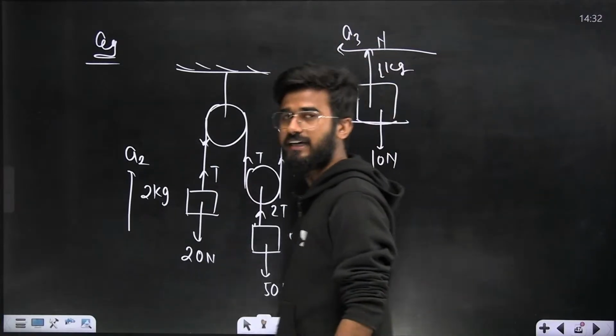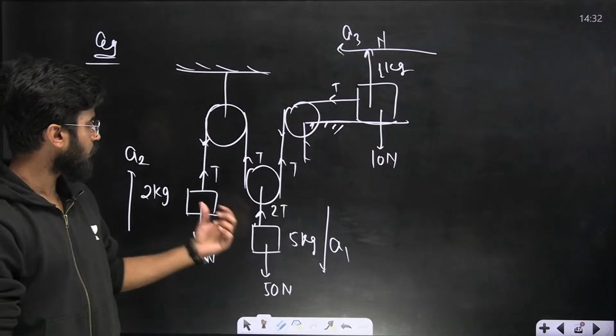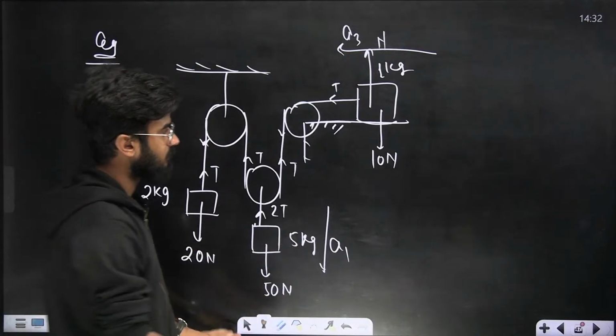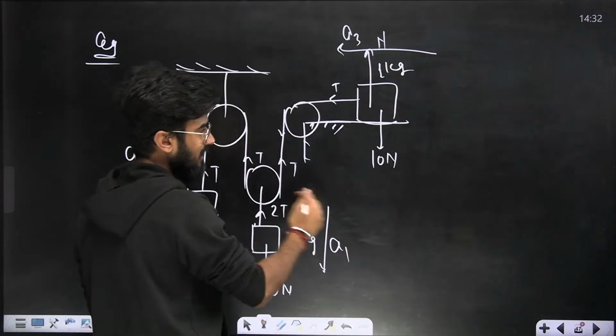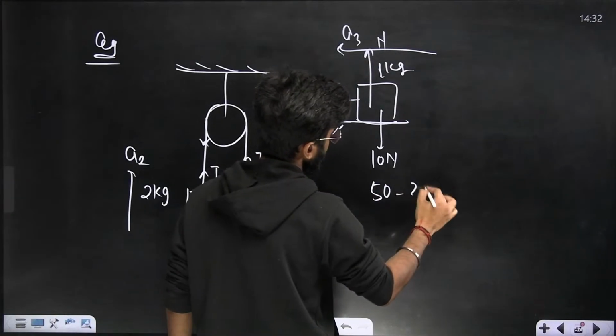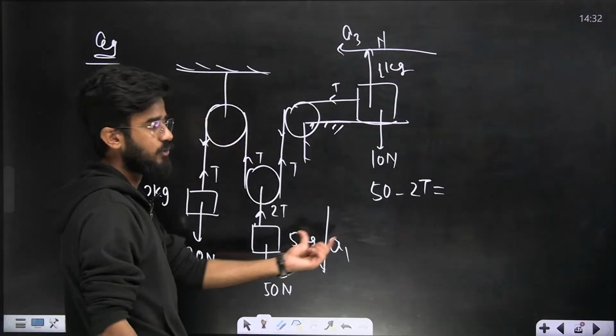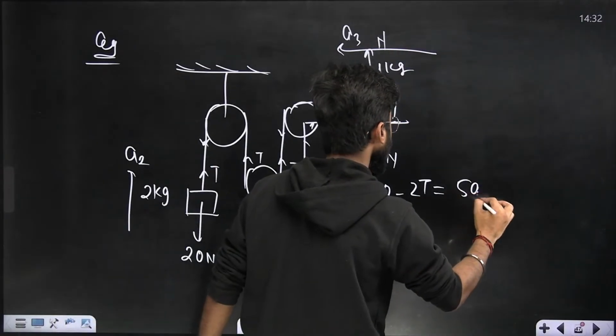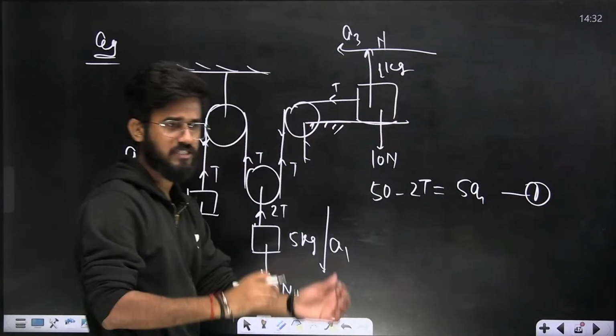Now we'll write all the force equations. First of all, I'm writing on this. What will be the force equation? 50 minus 2T equals mass into acceleration, means 5 into A1. Equation number 1.